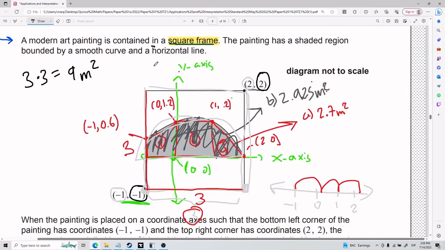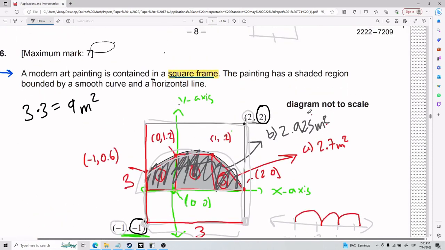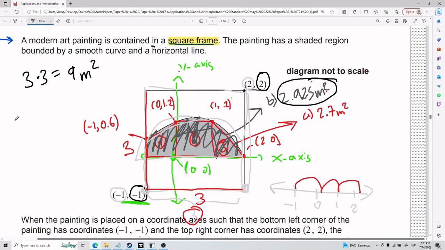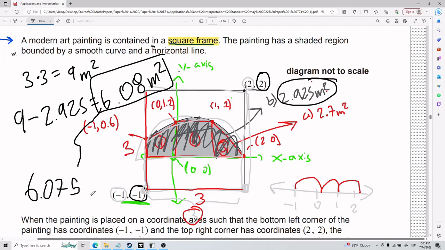So area of the whole thing is 9 meters squared. All right, cool. The exact area we found was 2.925. So if I go ahead and do 9 minus 2.925, it's going to give me the area of the unshaded region, which will be 6.08 meters squared. And if you want to put the exact value, it's going to give you 6.075. I was just doing significant figures up top. See, but either of these works.